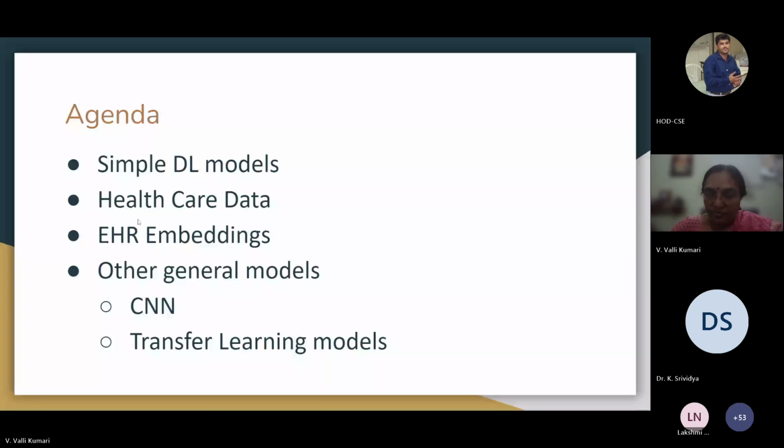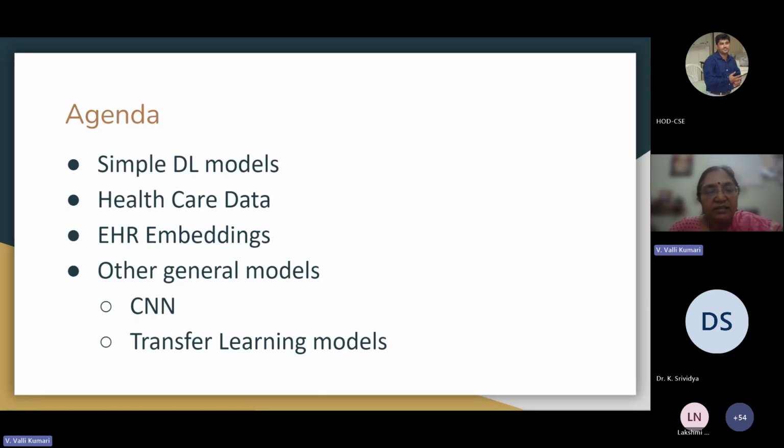So with this agenda, we'll try to discuss a few simple deep learning models, like what regularly the students and the scholars and the teachers design and implement. We'll talk about different perspectives of the healthcare data. And then we'll talk about a few embeddings related to electronic health records.